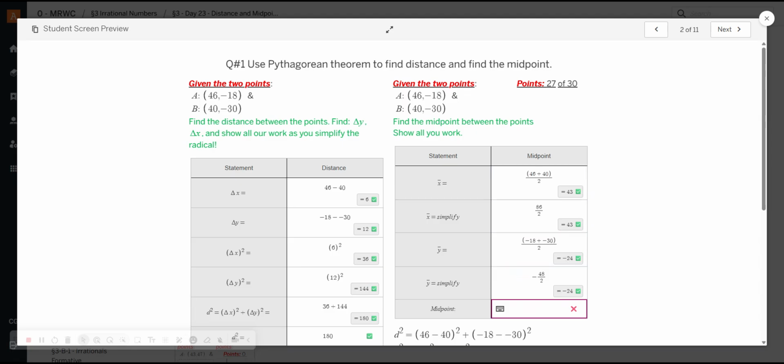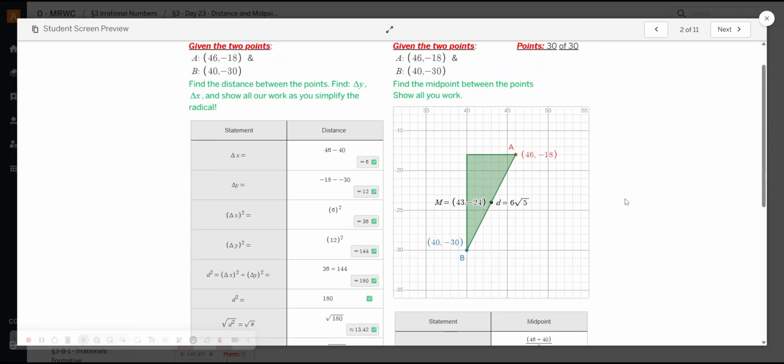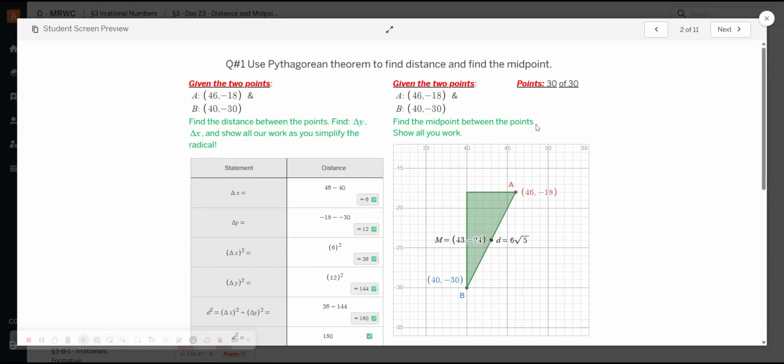Now the calculator is giving you the answer here only on the first 5 problems. From problem 6 to 10, the calculator is disabled, so you're going to have to do the math on your own. So I'm showing you here, you want to put 86 divided by 2, and 86 divided by 2 is in fact 43. 43, comma, negative 24. Put the last parenthesis, you get the first one for free, it automatically puts it there. And now you get a picture. When you get it right, you can get the 30 points for all the work, and you get a picture. So here are the 2 points, point A, point B. The distance between those 2 points is 6 radical 5, and the midpoint is 43, negative 24.